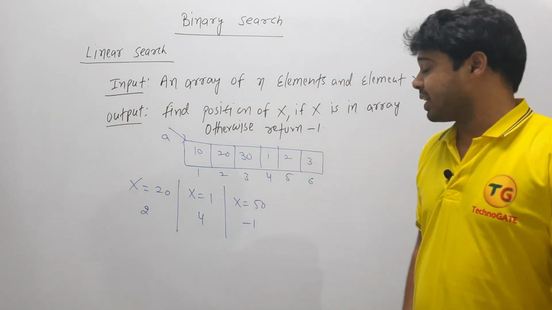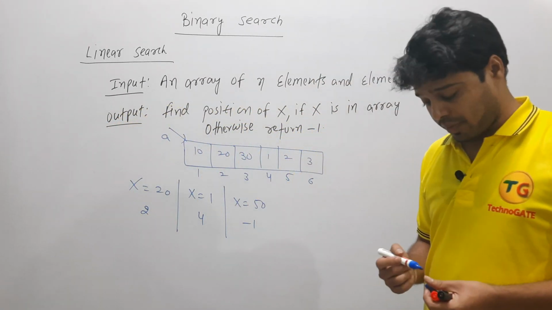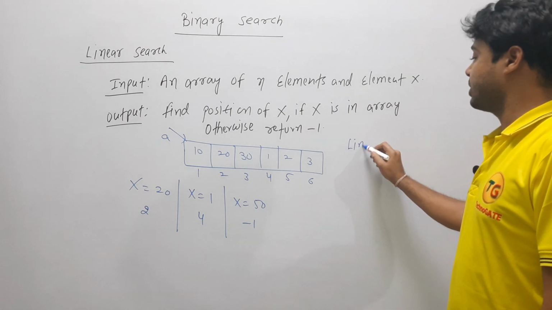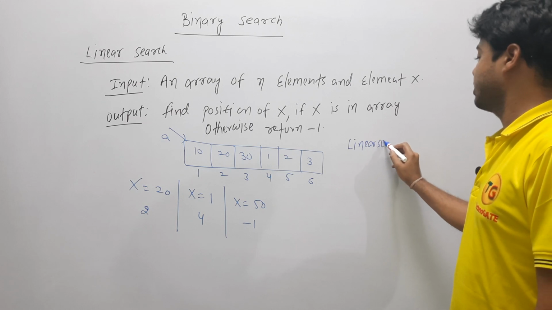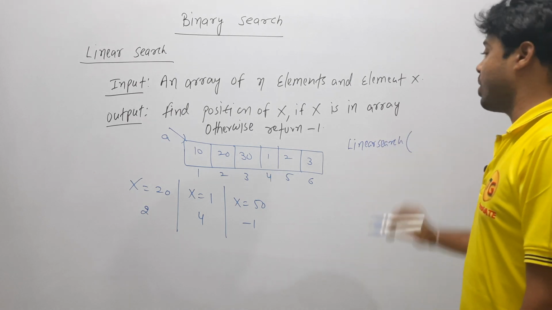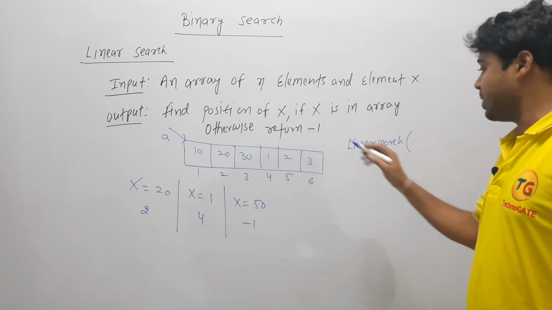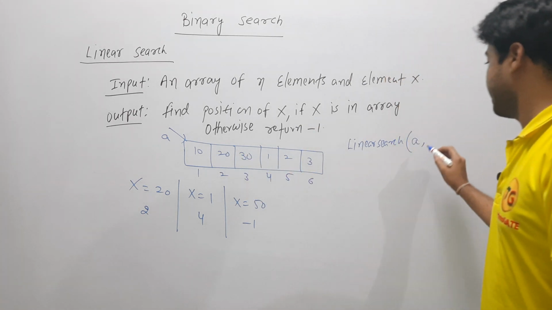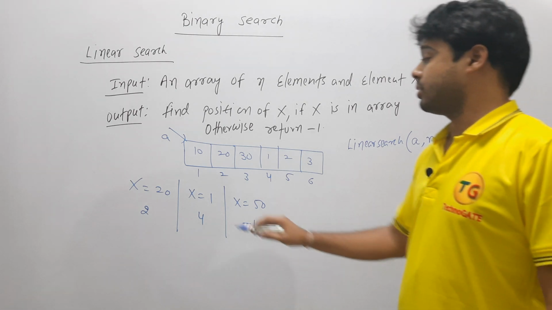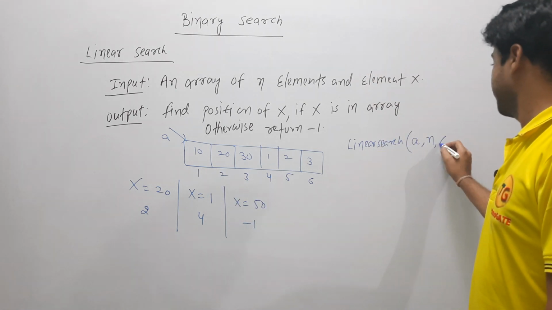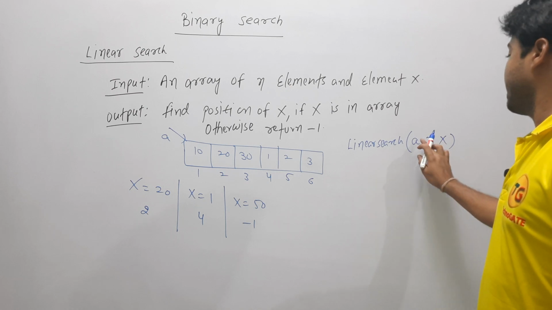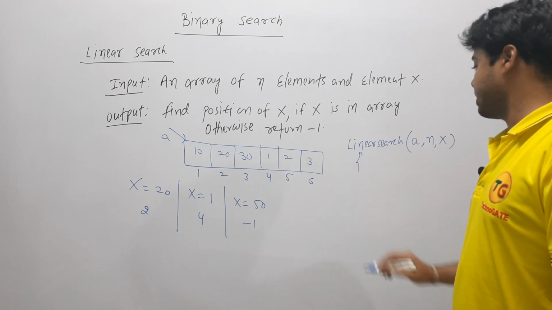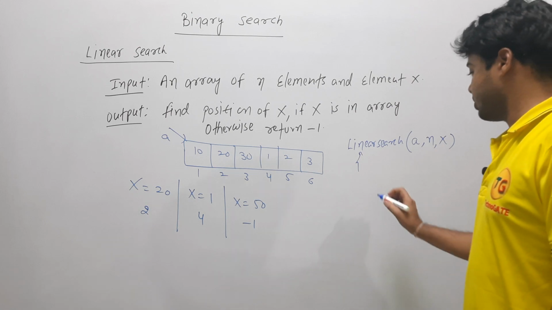So what will be the time complexity and all the things? We'll discuss that. Here, linear search is a function. What will be passed to it? The name of the array a, the number of elements n, and the searching element x. So a, n, x.